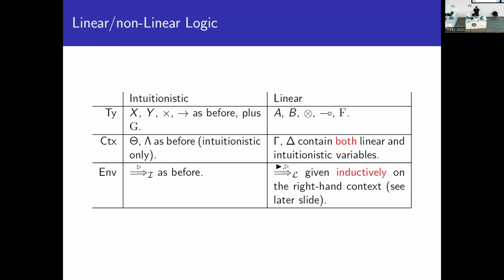On the linear side, we have tensor products and linear functions. On the intuitionistic side, contexts only have intuitionistic variables in them, whereas in the linear context we have both, and that's quite important. So both linear and intuitionistic in the gammas and deltas that follow. Intuitionistic environments are going to be as before. I mean, I didn't explain what they were before, but assume there's something sensible. The functional representation works. The linear environments I'm going to define later, because they appear in my thesis, but they're somewhat new.